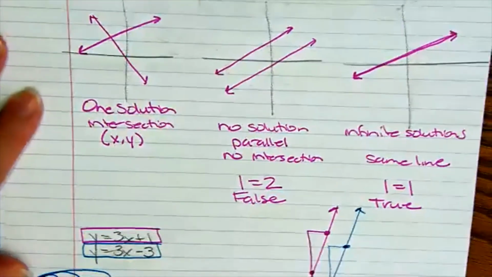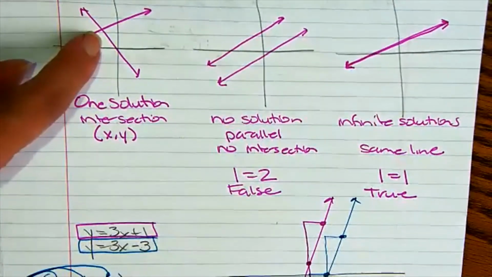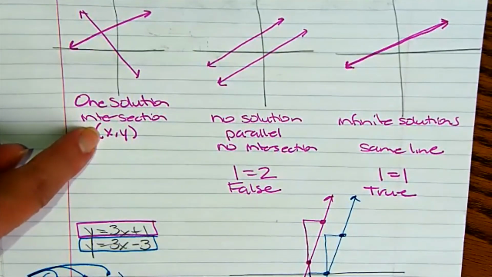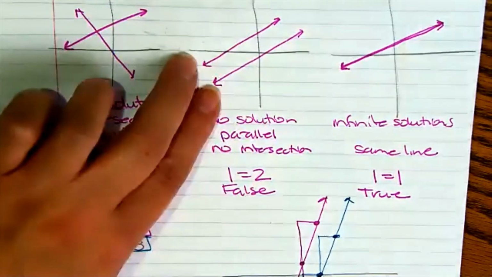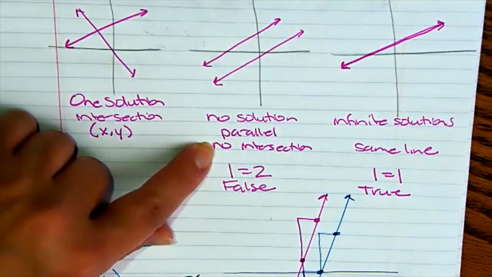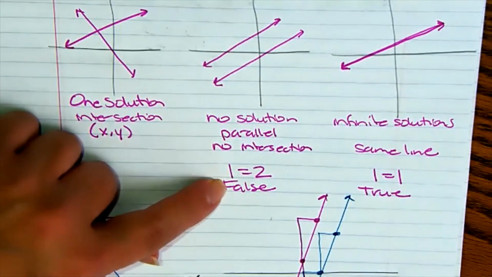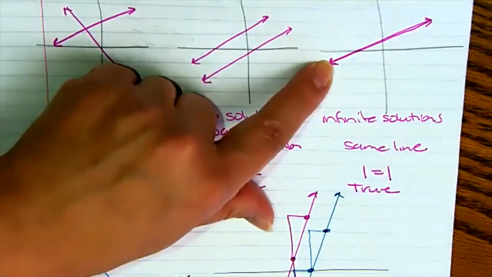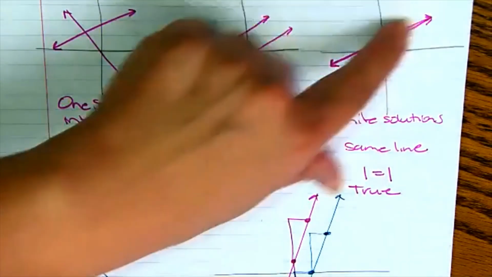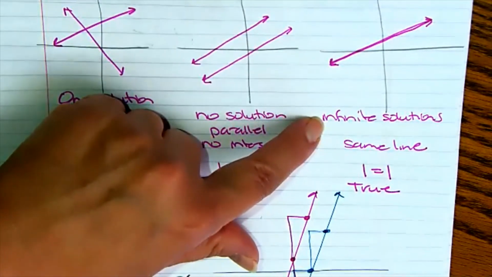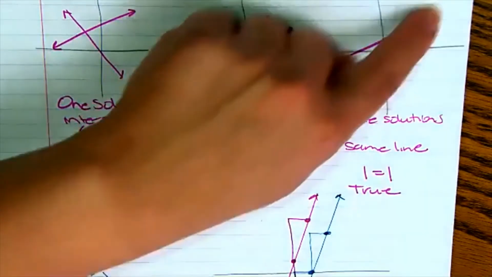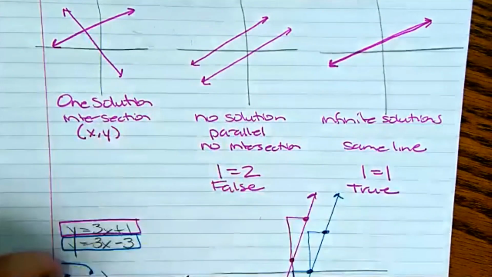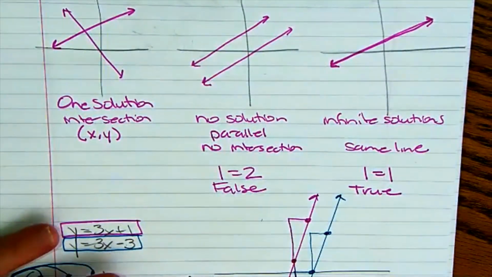So remember, if the lines intersect, it's one solution at the intersection is an XY. If the lines are parallel, they never intersect. So you'll end up with a false statement, and that means no solution. And then if they are the same line, it's infinite solutions because all of the points are intersecting. They're all the same points. And you'll end up with a true statement. So that's what we're doing today.